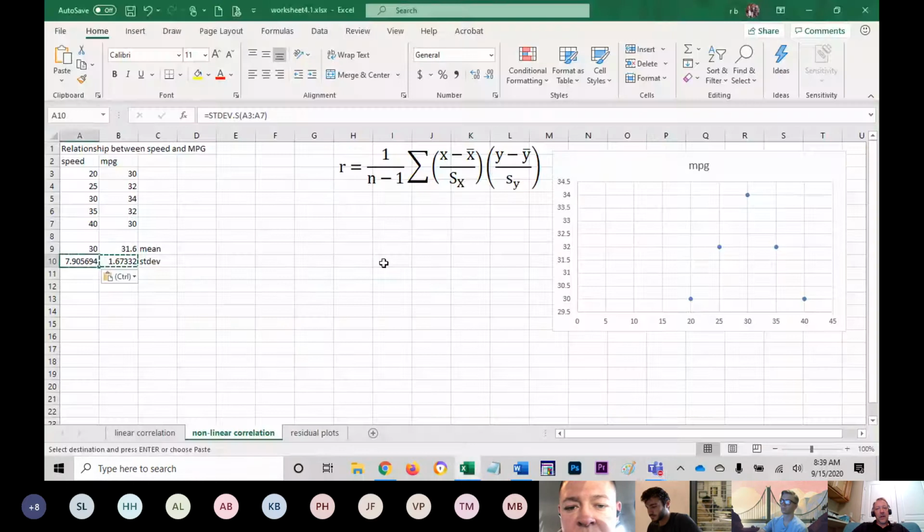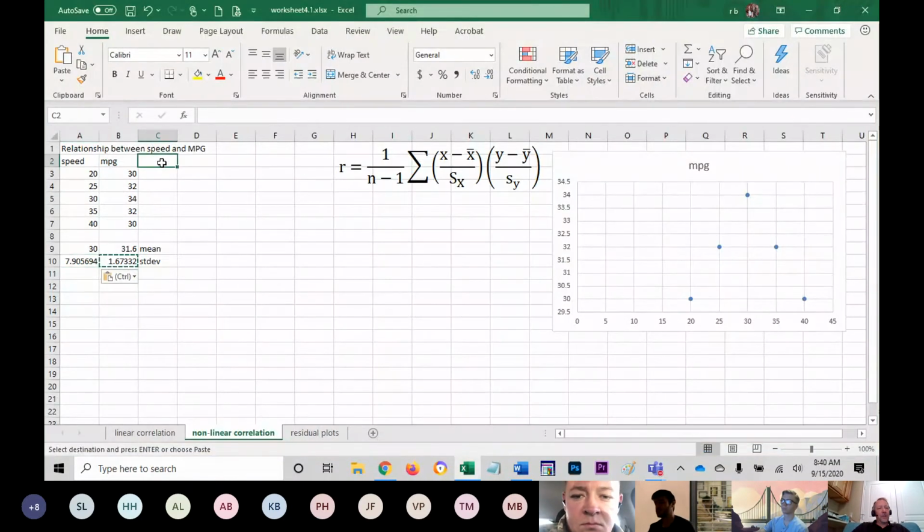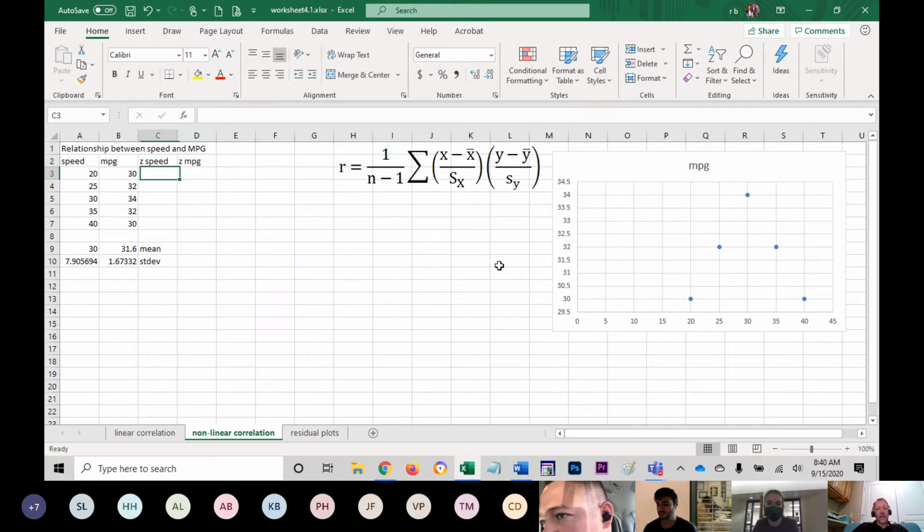Third step, Whitney. Oh, I thought it said Whitney Bear there for a second. It's Baker, Whitney Baker. So what do I do with my mean and my standard deviation? You're going to find the z-score for the speed, and the z-score for the miles per gallon. By the way, I should make a question here. Do you think the speed of your car affects your miles per gallon? Yes, probably would.